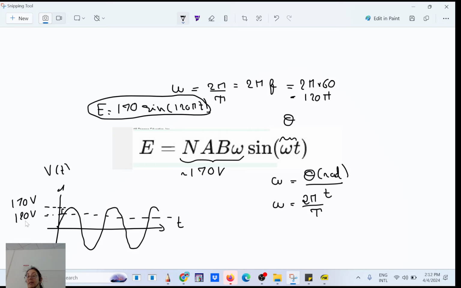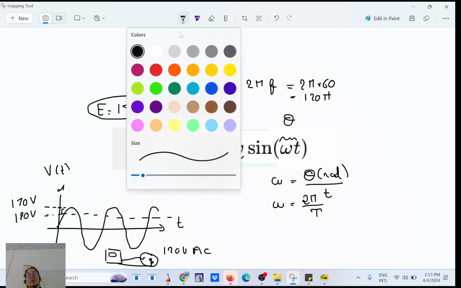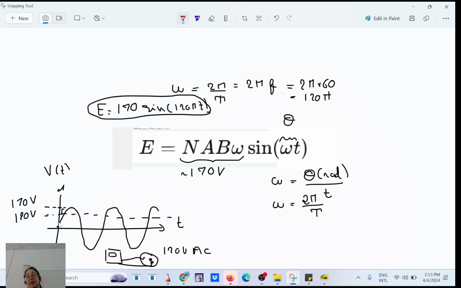That value here is what you measure with a voltmeter. So if you plug that into your outlet here, you're going to read 120 volt AC. You don't read the peak voltage. Is that clear? So again, what do we call the period? That's going to be useful because we're going to talk about waves next. So you see, that's one cycle.